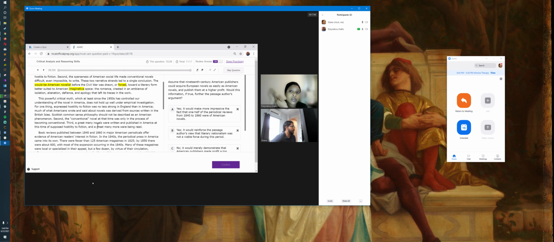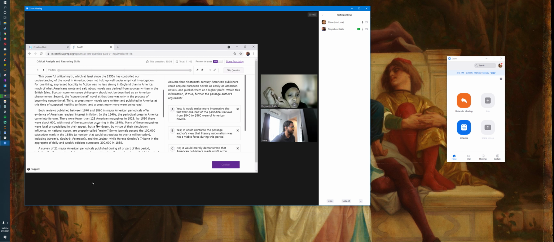Okay. Now, this powerful critical myth, which at least since the 1950s has controlled our understanding of the novel in America, does not hold up well under empirical investigation. For one thing, expressed hostility to fiction was no less strong in England than in America. Much of what Americans wrote and said about novels was derived from sources written in the British Isles. Scottish common sense philosophy should not be described as an American phenomenon.